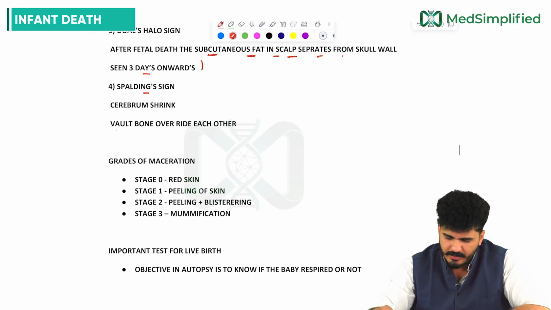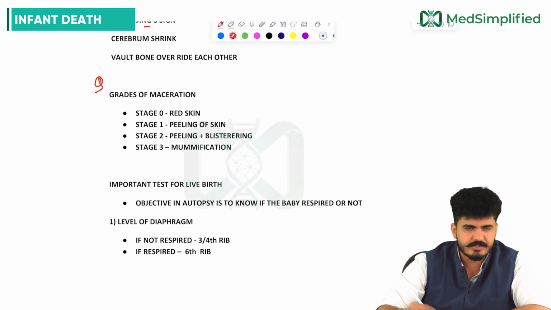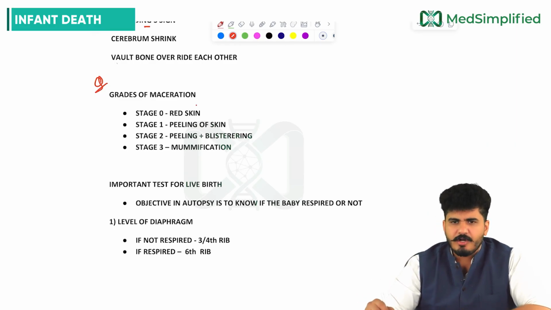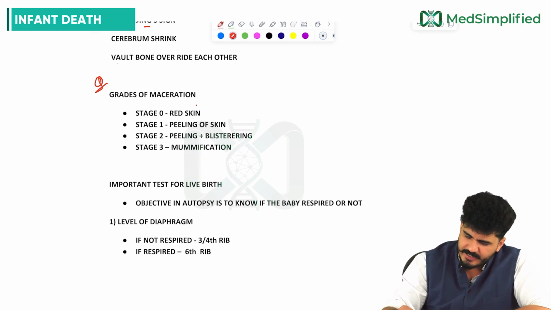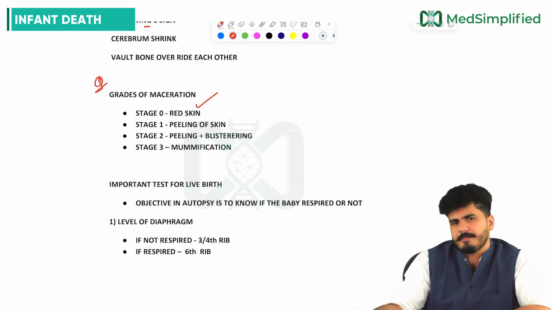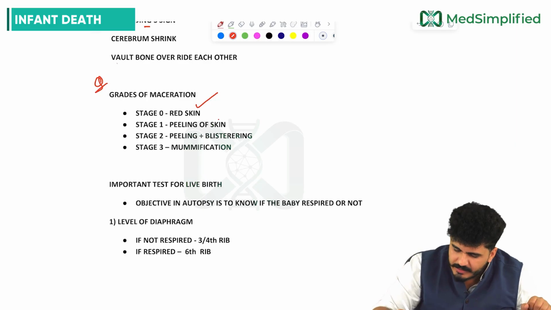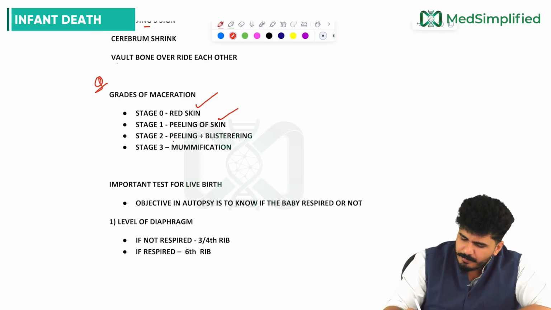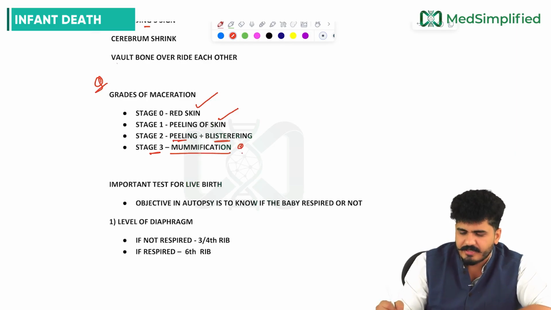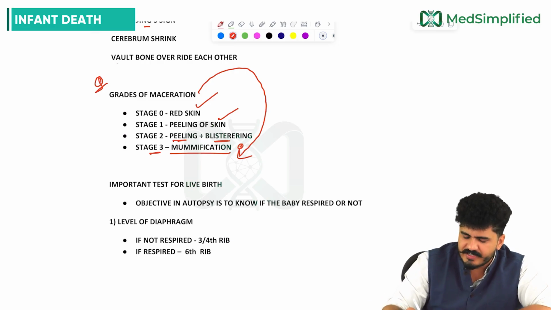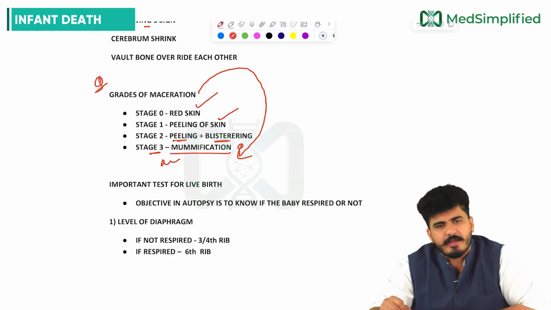Now coming to the next topic, grades of maceration. In stage 0, red skin is seen. In stage 1, there will be peeling of skin. Stage 2 is peeling plus blistering, and stage 3 eventually ends up with mummification. That means after maceration, you can see mummification. Mummification is stage 3 of maceration.